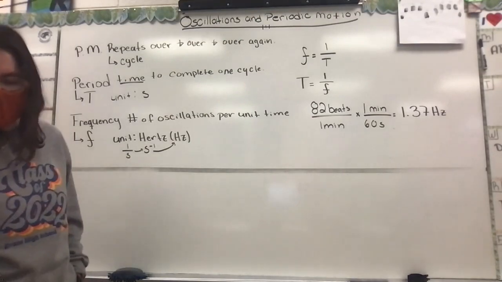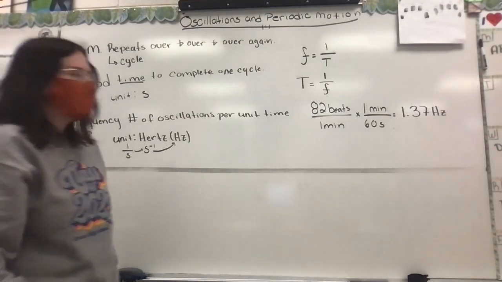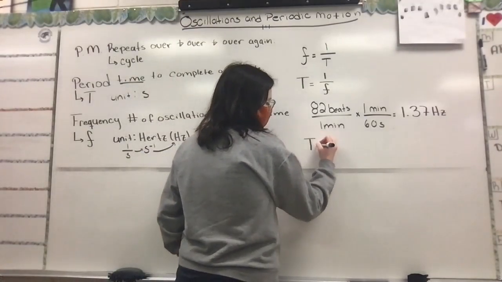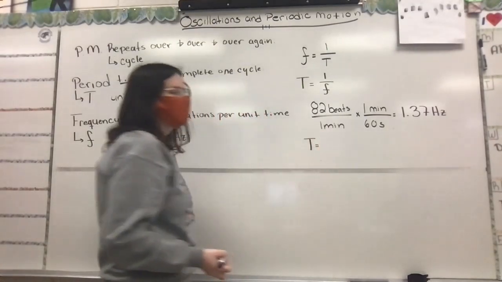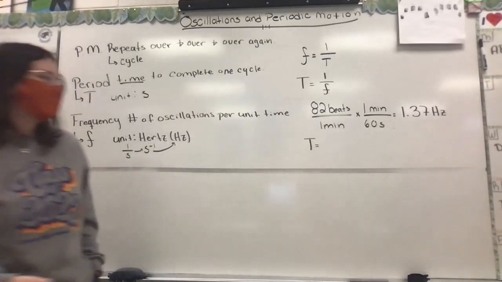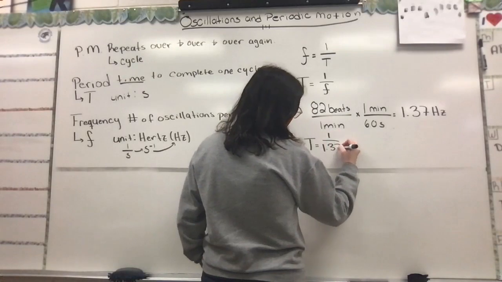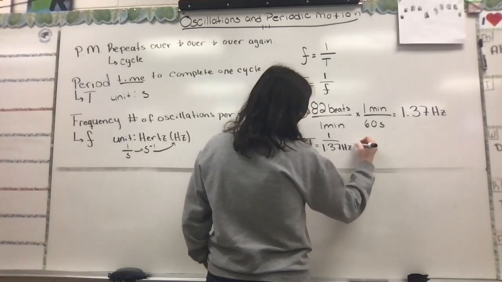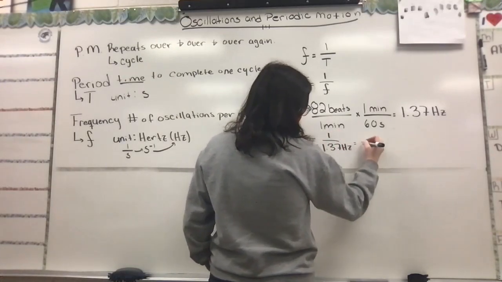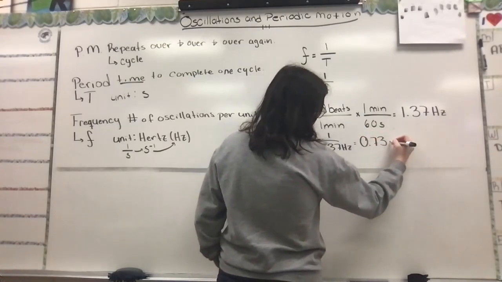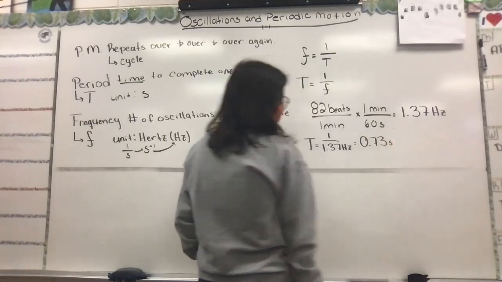So the next thing I want to know is, what is the period of our heartbeat then? How would we find the period of our heartbeat? Can somebody tell me what the period of our heartbeat is? 0.77. What are the units? Seconds. Good job.